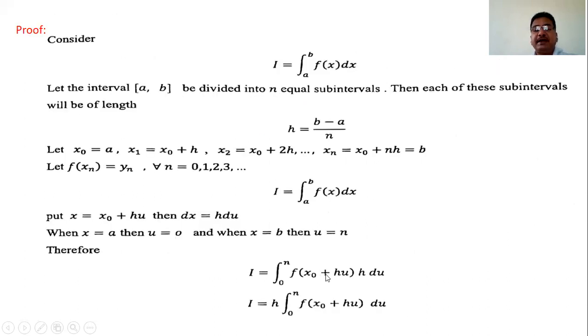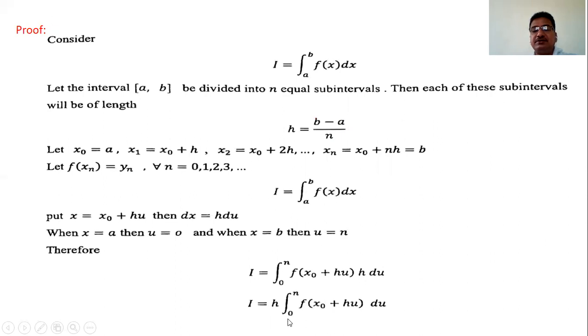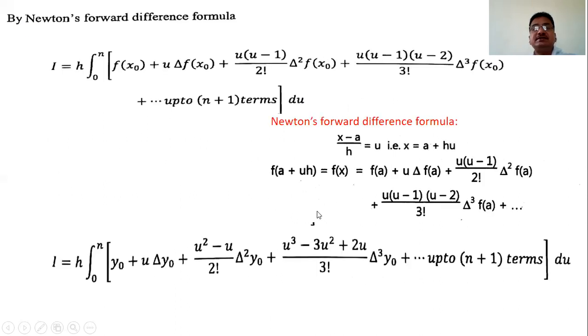The value of this bracket by using Newton's forward interpolation formula is this bracket, and this integration 0 to n, h integration 0 to n du as it is. The expansion of the quantity f of x naught plus hu by using Newton's forward interpolation formula is this. So that is the right side of the step. Then the next step: h as it is, integration 0 to n as it is.